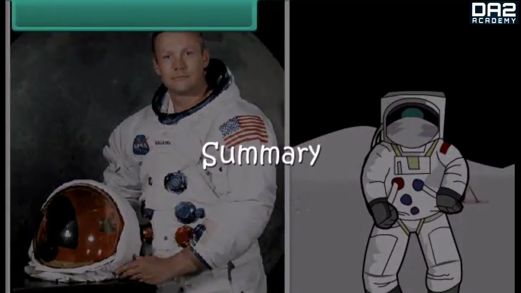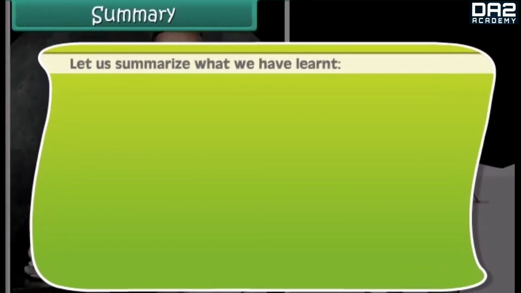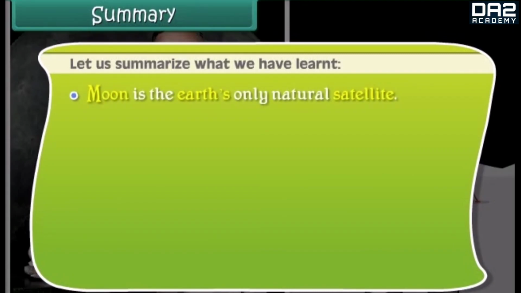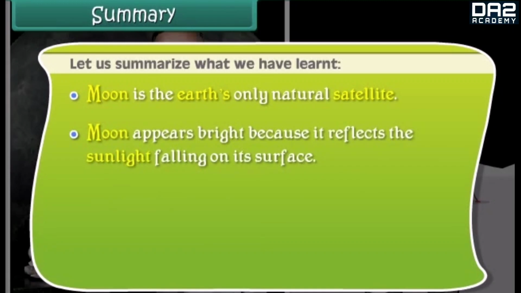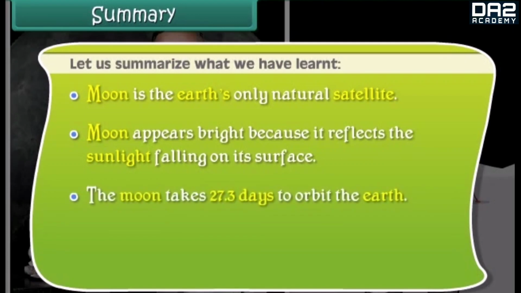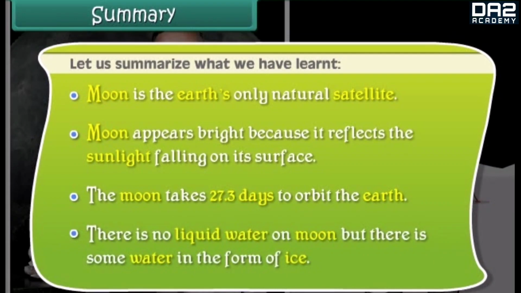Summary. Let us summarize what we have learnt. Moon is the Earth's only natural satellite. Moon appears bright because it reflects the sunlight falling on its surface. The Moon takes 27.3 days to orbit the Earth. There is no liquid water on Moon, but there is some water in the form of ice.